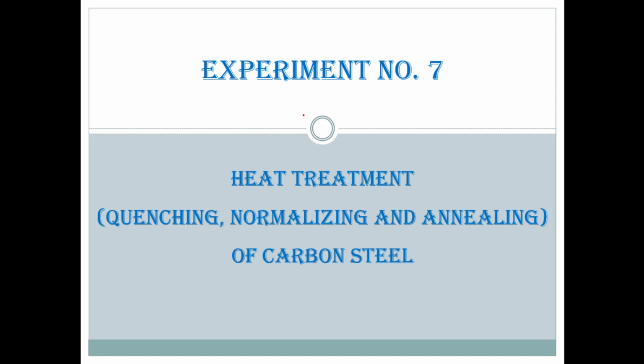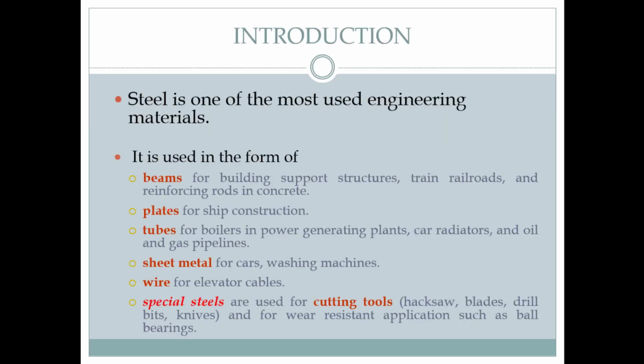Before we stopped and entered the emergency situation, we reached experiment number 7, which talks about heat treatment. Okay, so heat treatment, and in more detail we'll talk about quenching, normalizing and annealing of carbon steel. Okay, so these names, later on you have to memorize them like your own name, you already know them. Okay, as a very quick revision of what you already know.